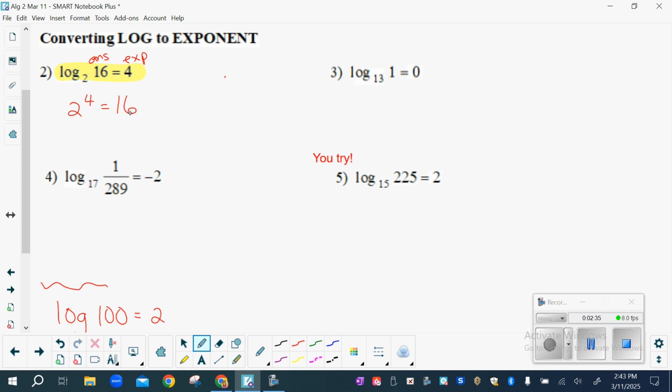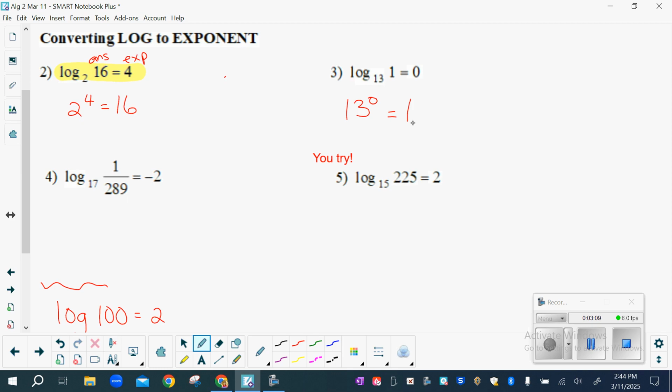The base is 13. So 13, and then what part of that is the exponent? Zero. So this, remember, is your exponent. And then my answer is 1. Is 13 to the 0 equal to 1? Yes. So you're always going to get a true statement, because all we're doing is changing it from log form to exponential form.